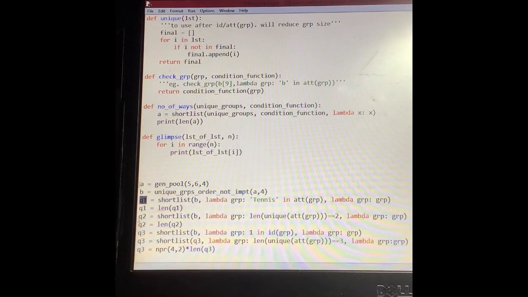For part 1, I call it Q1. For part 2, I call it Q2. And for part 3, I call it Q3. Okay, so without further ado, let's run the code.